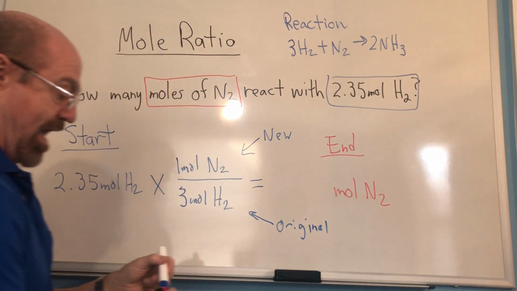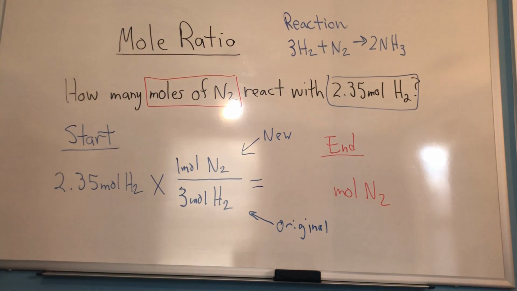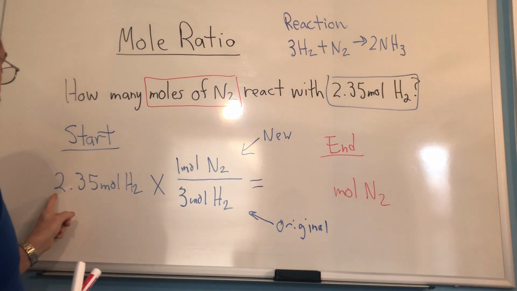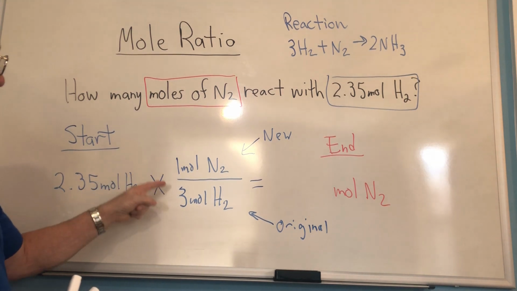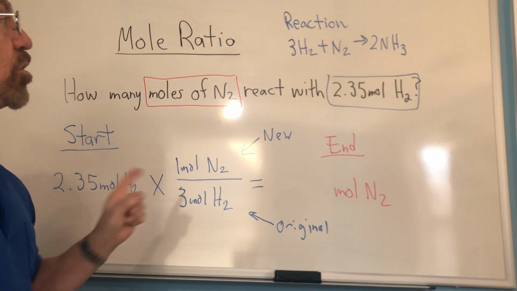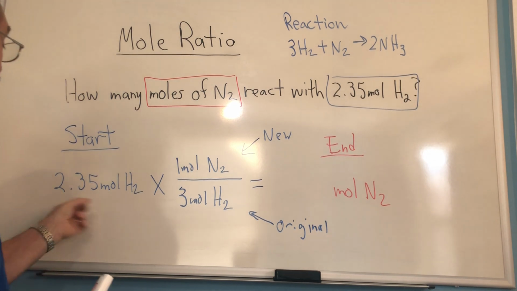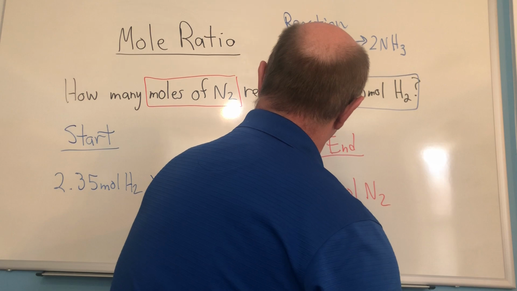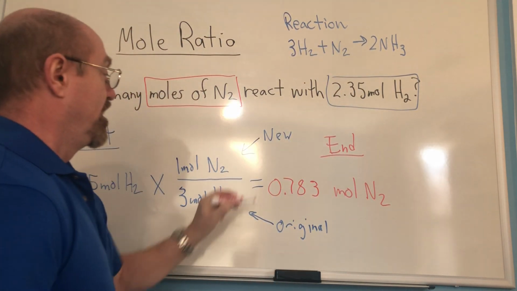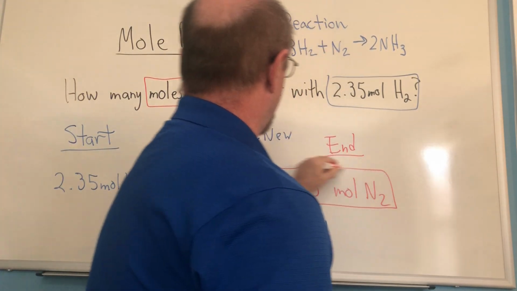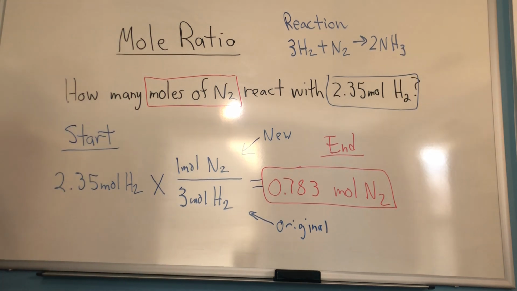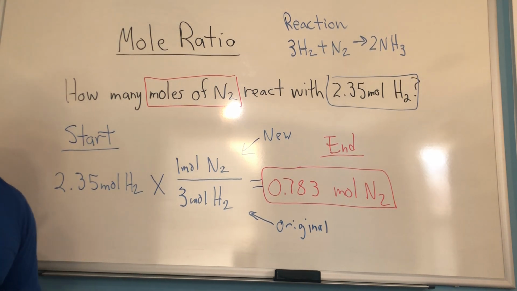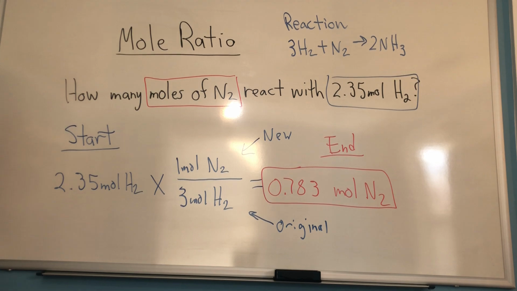And now we just do the math. So we get out our calculator, plug it in. We're going to see this has 3 sig figs. These are exact counts, right? These are whole numbers. There's no error in them. So our answer will have 3 sig figs. And when we do the math, 0.783 moles of nitrogen is the number that will react with 2.35 moles of hydrogen. So that's how you do a simple mole-to-mole problem.